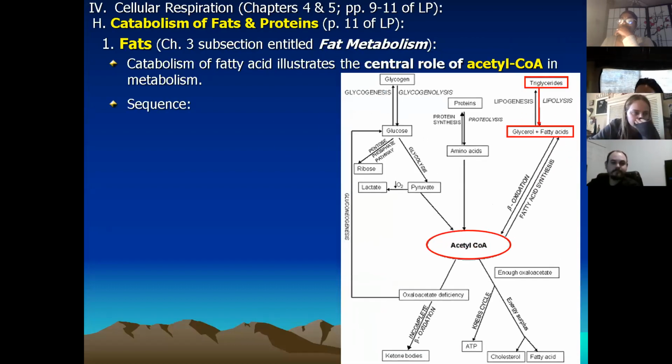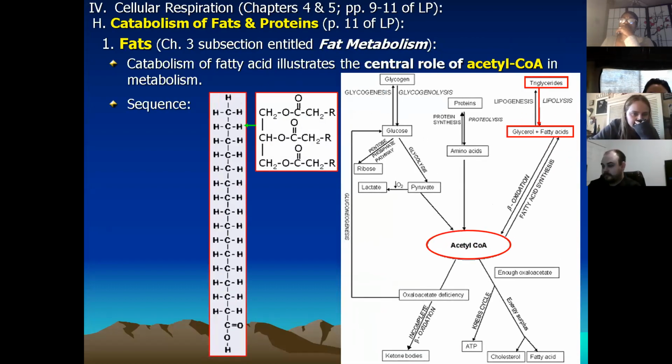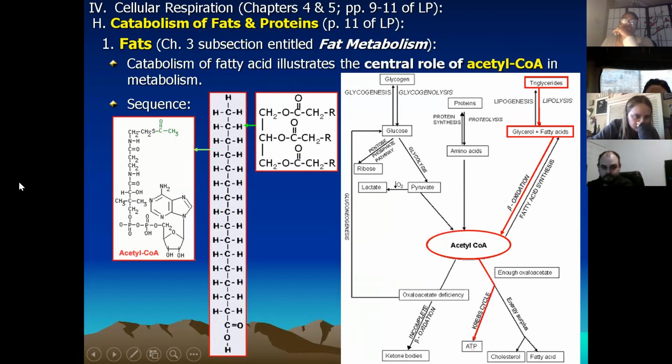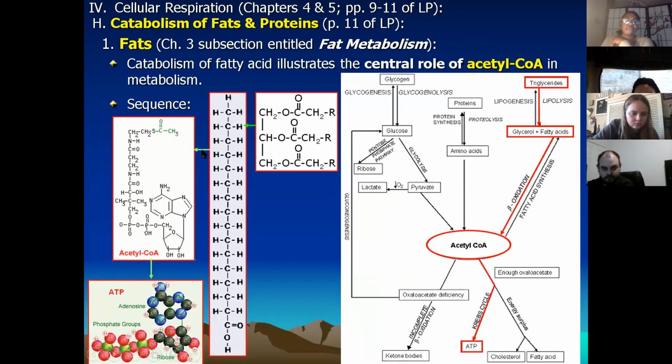This is illustrating the central role of acetyl-CoA. Again, this green arrow is lipolysis. This green arrow should be several arrows. That's beta oxidation. Lipolysis first, then beta oxidation. Get you a whole ton of ATP.